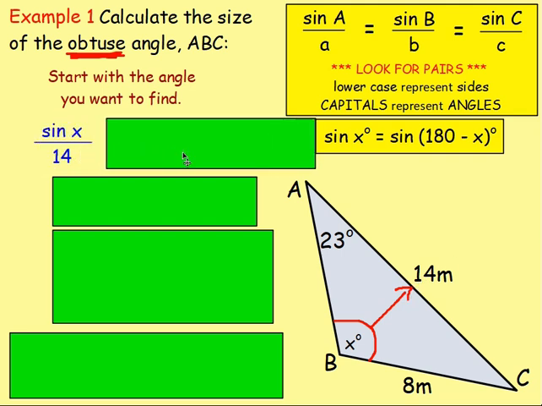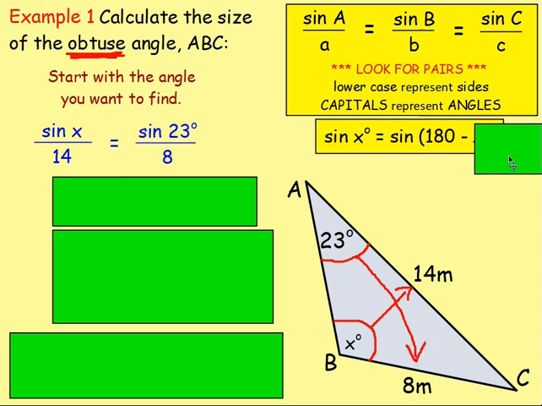Good. So sine x over 14 would equal, what is the other pair? Remember the angles this time, because we want to find an angle. The angle's going on top, and the side at the bottom. Good. That's the other pair. We've got 23 degrees there, 8 meters there. So we will have sine 23 over 8.